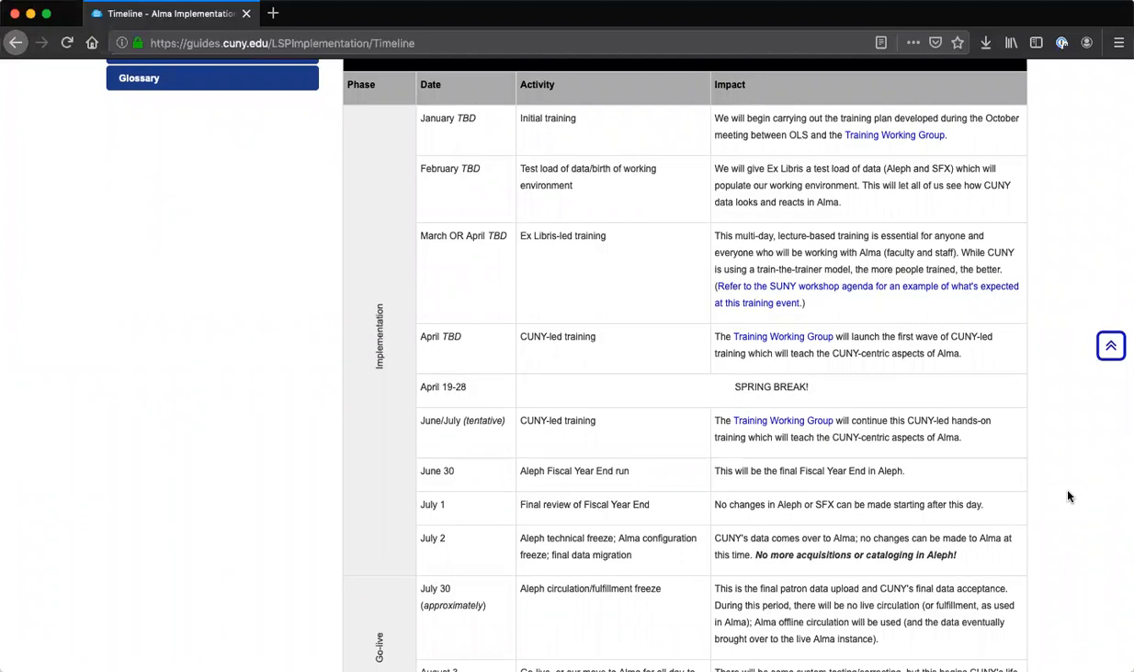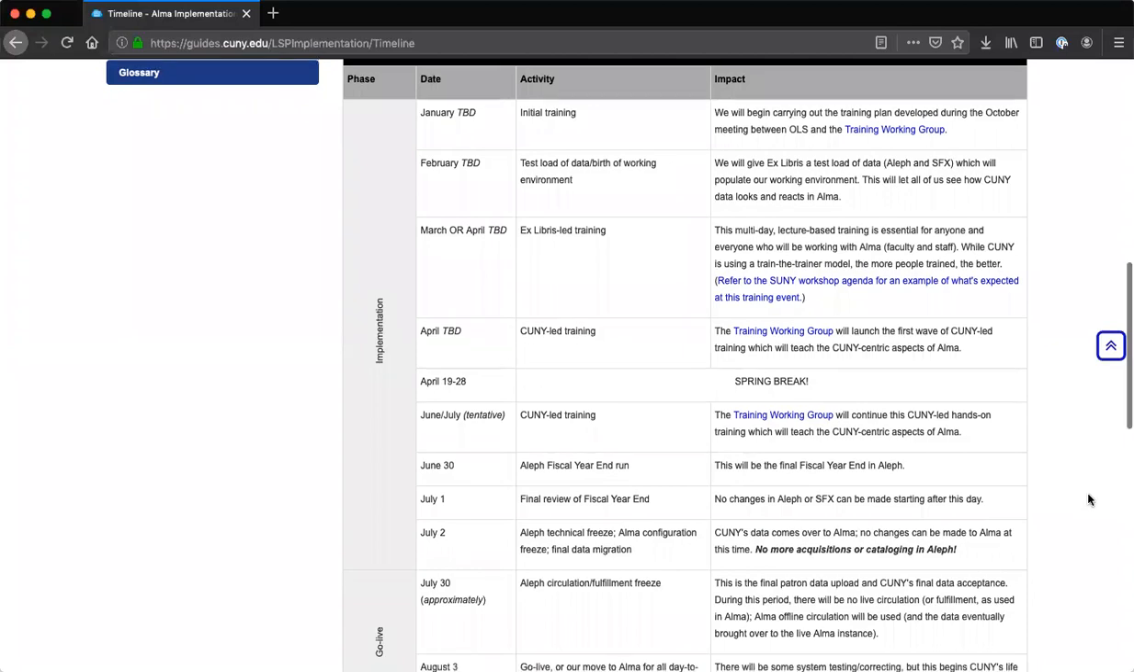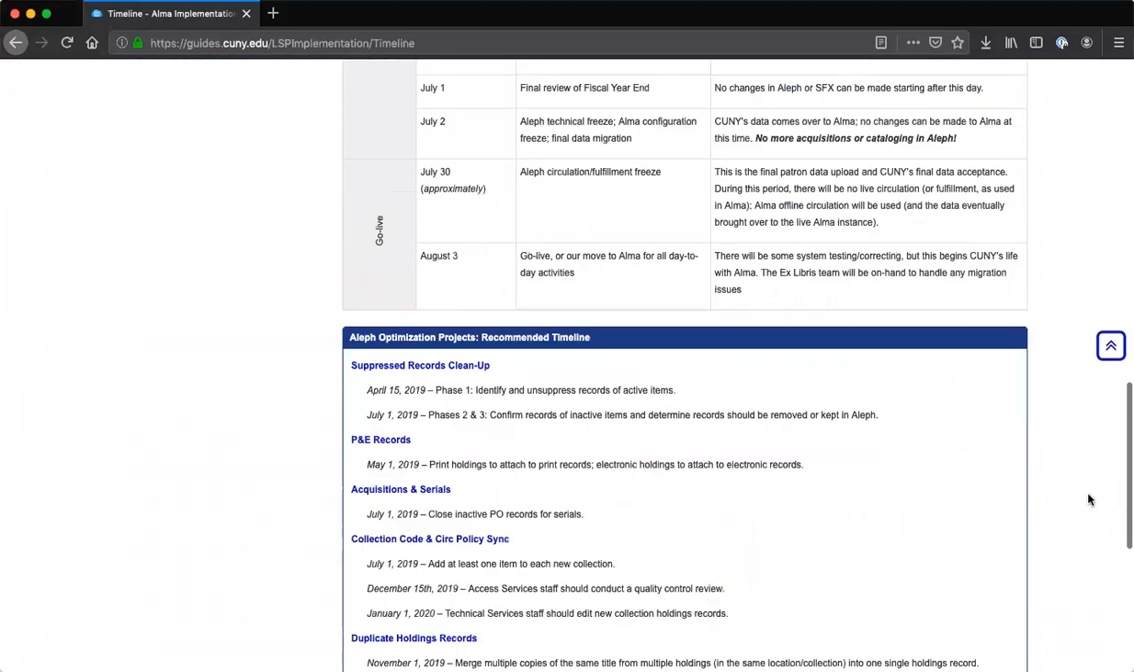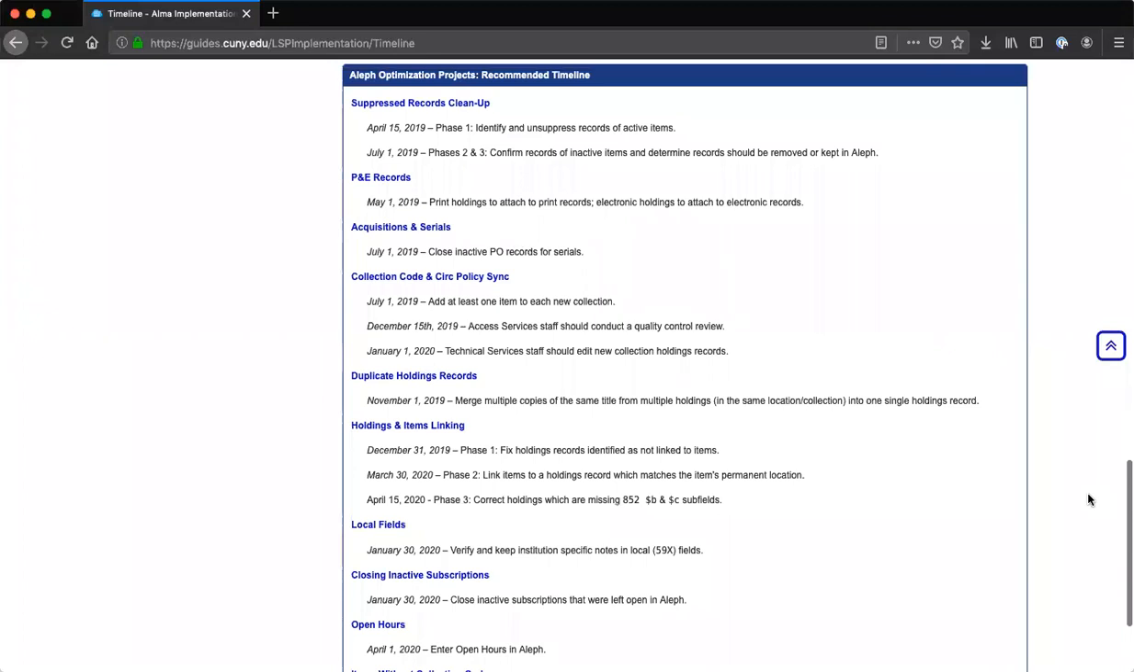And a comment from my colleague Kevin, that libraries should be reviewing their own progress internally. So you can, again, look at the cleanup projects that are listed on this general Alma implementation timeline. We have the optimization project timeline, which will link you to more information about that project if you're not familiar with it. So again, folks at the campuses should also be making sure that they're on top of this.